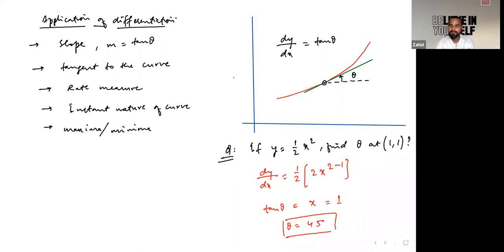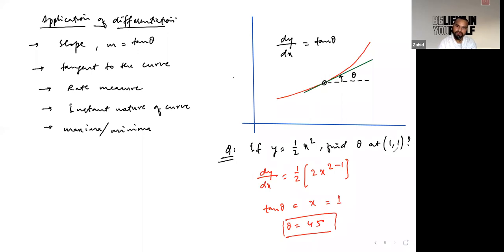Yes, Nikhil. Hello, sir. Last part again, sir. Yes, last part. The tan theta is equal to x is equal to 1. So how did you get that? We have to find theta related to this particular curve at this particular coordinate.